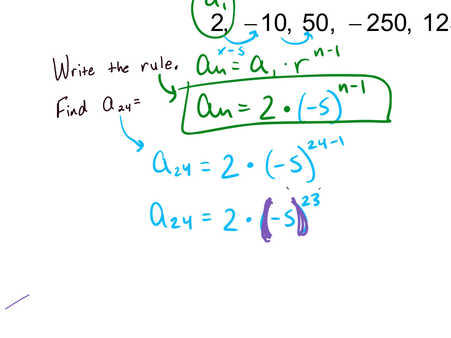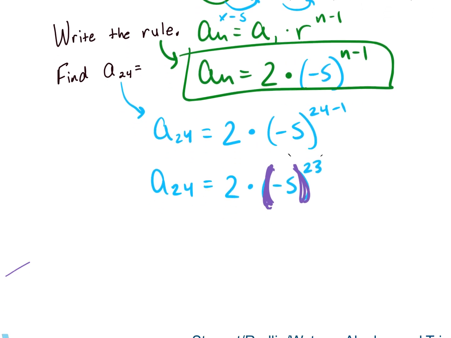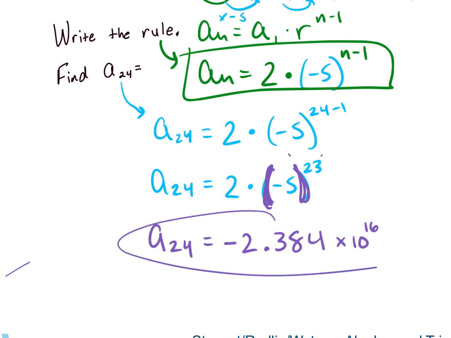And then when you multiply it by 2, it's a really big number, so the calculator doesn't put it all in. It gives you the scientific notation of it, but it would be -2.384, and then it says times 10 to the power of 16. So this would be our answer for the second part of the question.